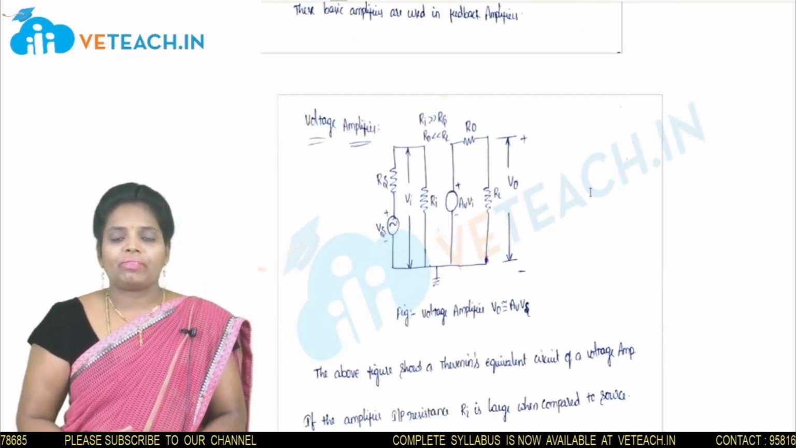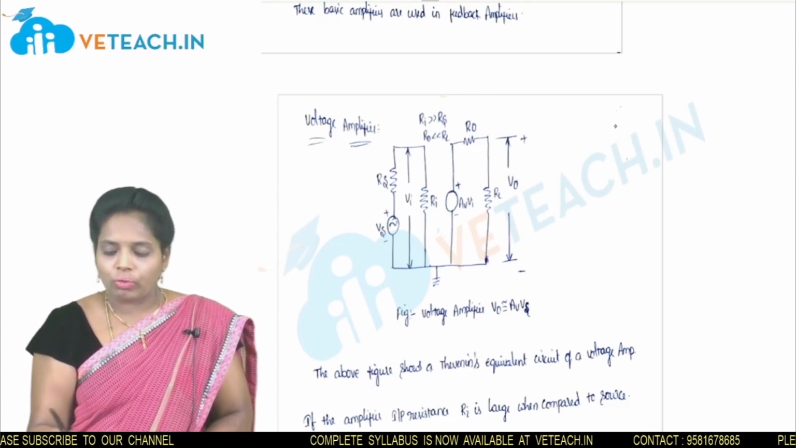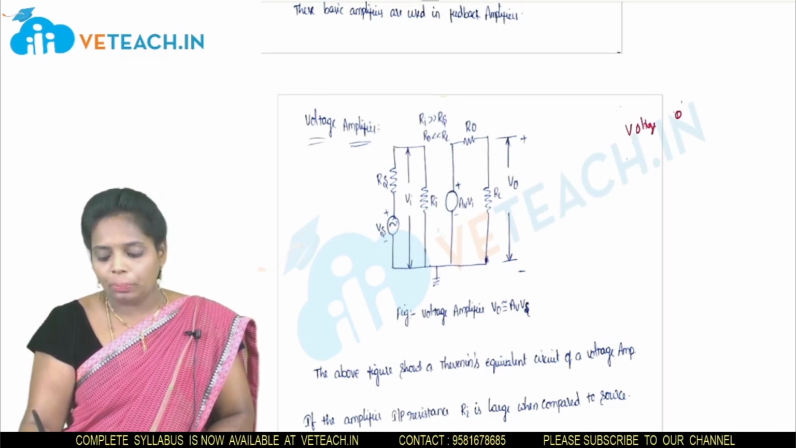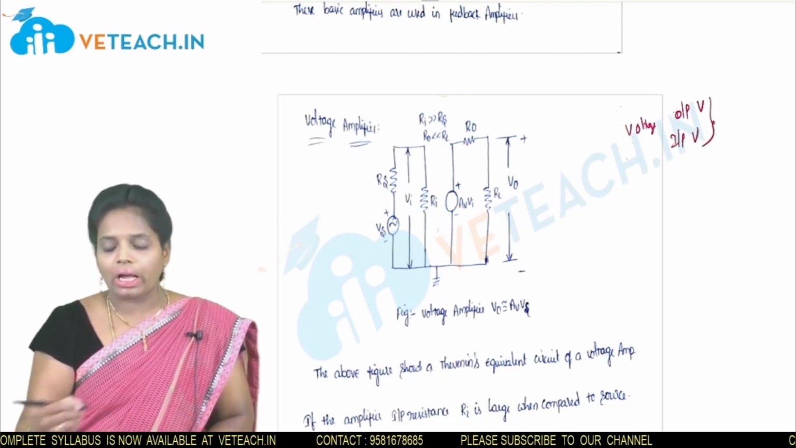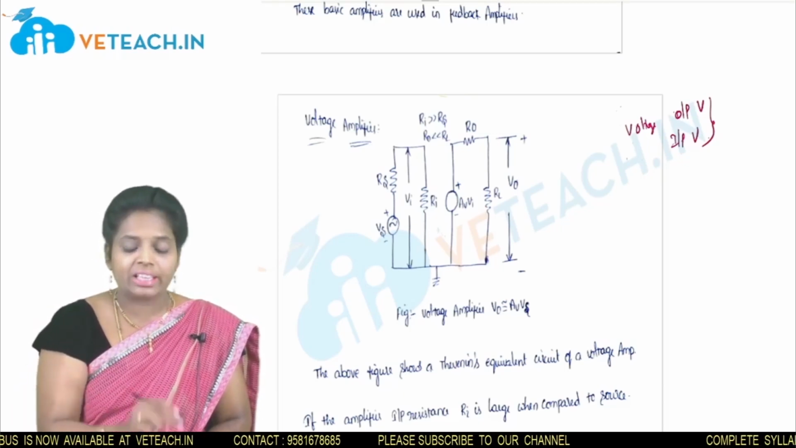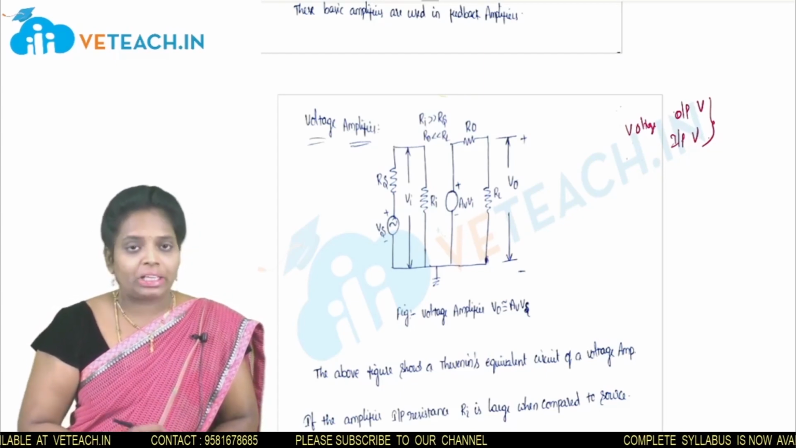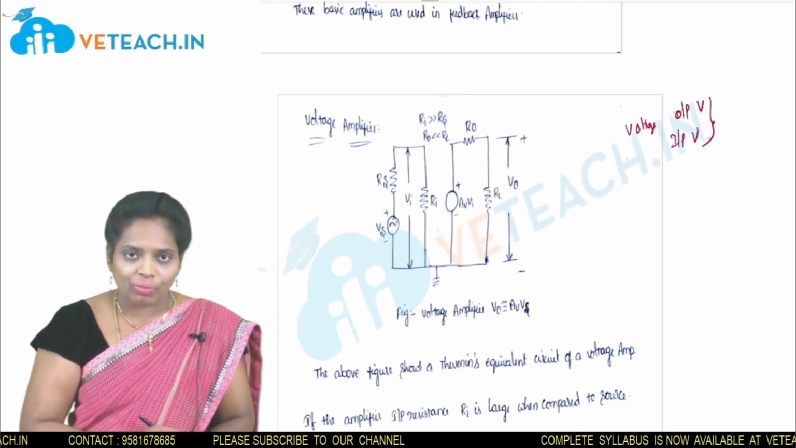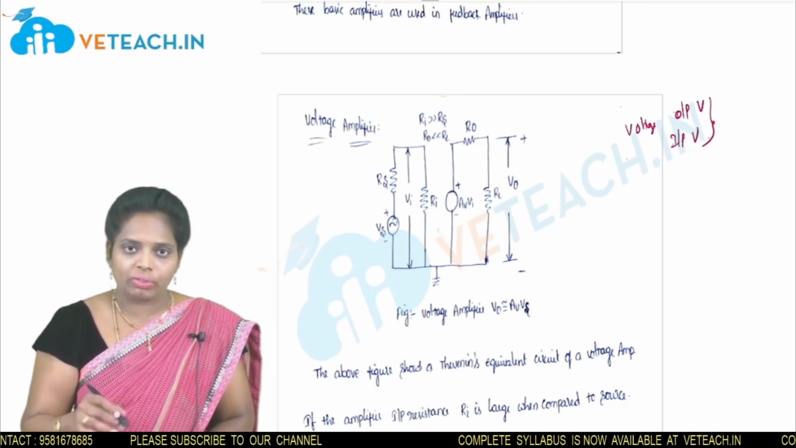Now the voltage amplifier. This voltage amplifier has the output in terms of voltage, and the input is also voltage. Because both are voltages, we are using the Thevenin's equivalent circuit to represent this voltage amplifier. So the output is a Thevenin circuit and the input is a Thevenin circuit. For an amplifier to be said to be a voltage amplifier, what are the conditions we have to follow?